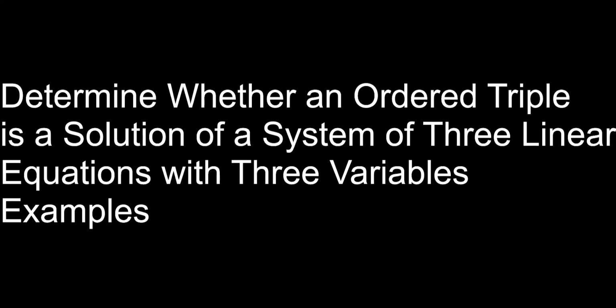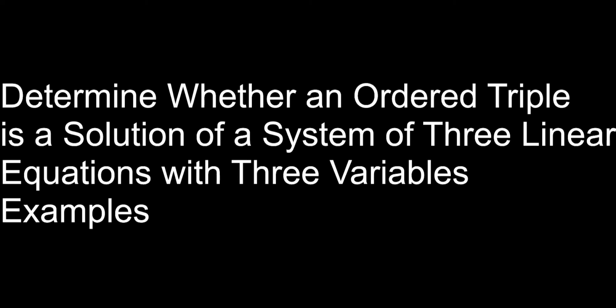Hello everyone. The title of this video is Determine whether an ordered triple is a solution of a system of three linear equations with three variables. In this video we're going to see examples of systems of three linear equations with three variables. These three variables in every single one of these examples are going to be x, y, and z.